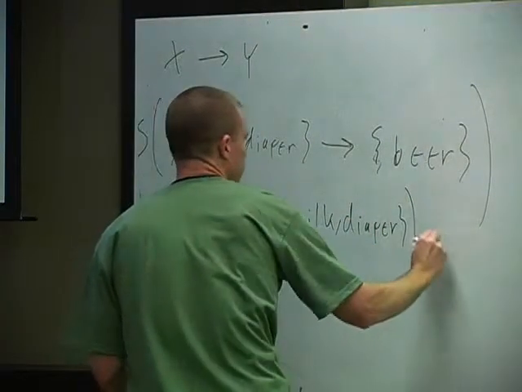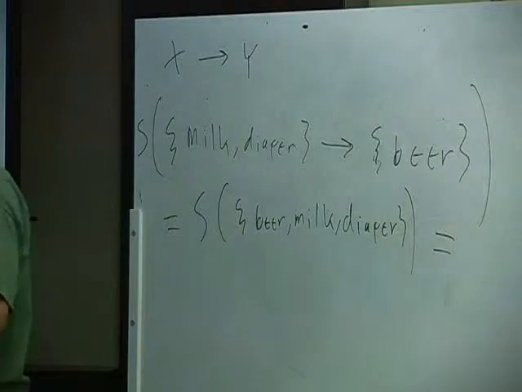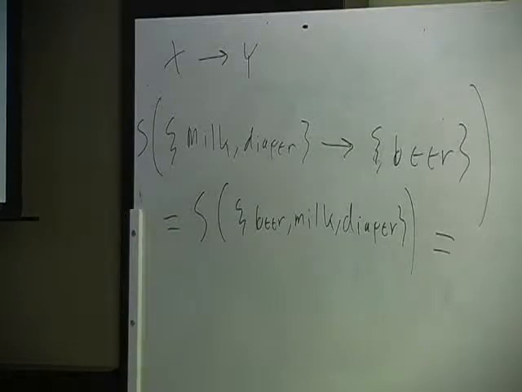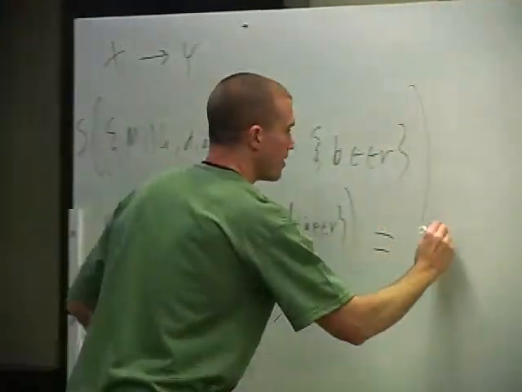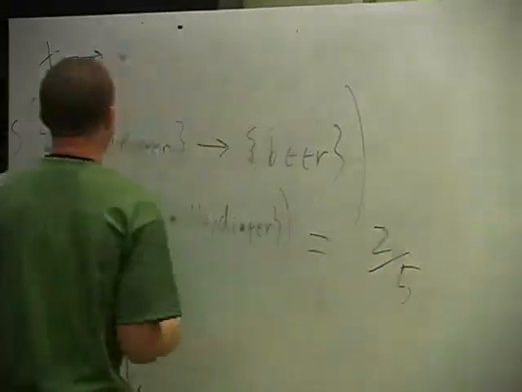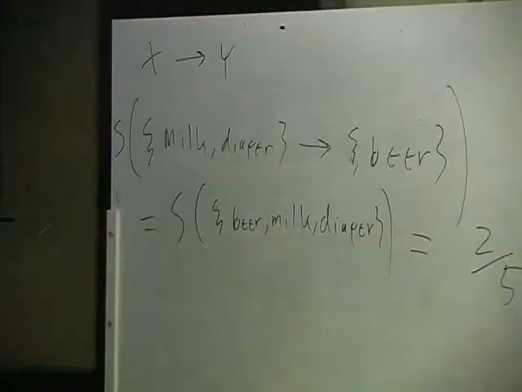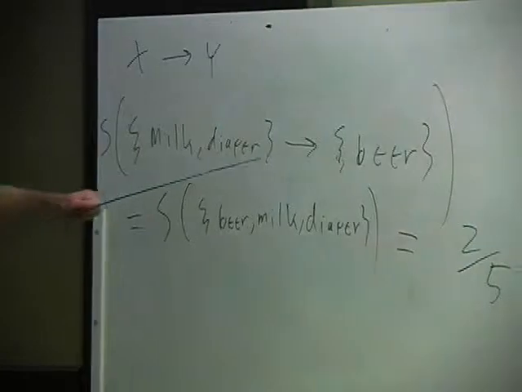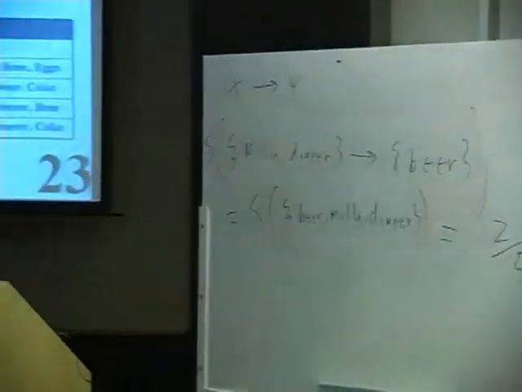Okay, so what is that? How many transactions contain beer, milk, diaper? Let's see. Not that one. This one does. 1, 2. Those two, right? So these two contain beer, milk, diaper. So this is 2 out of 5. The support of the association rule is simply the support of all items on both sides. Okay, 2 out of 5.